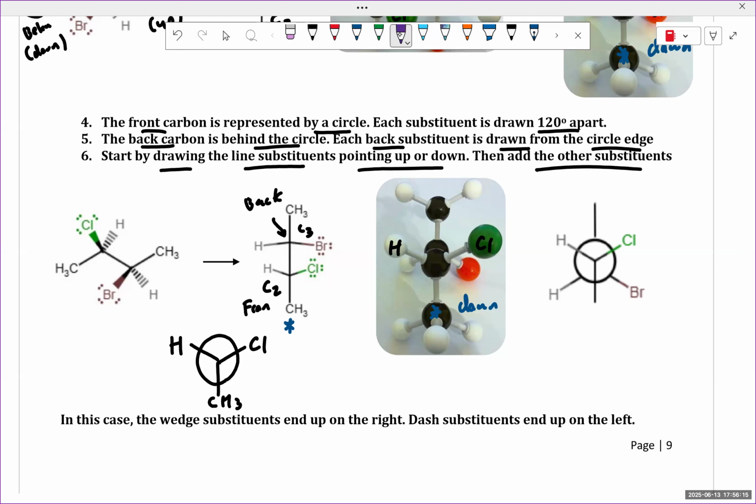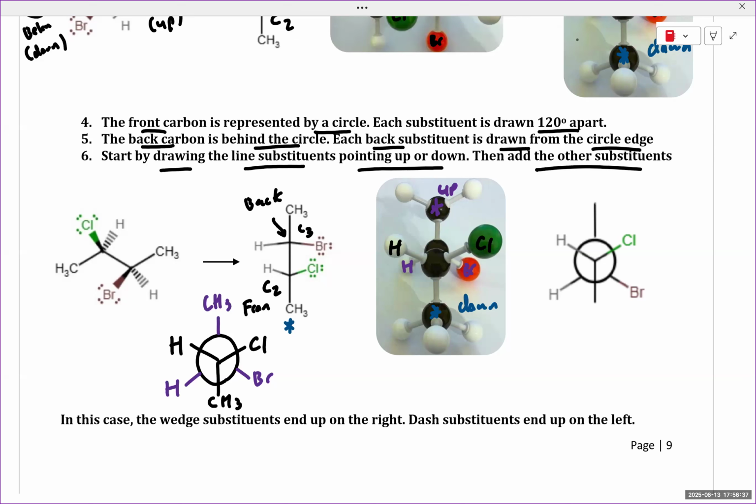Let's now look at our back substituents. This CH3 group is pointing up. So we draw the CH3 group on the back carbon pointing up. Next, we have the bromine on the back carbon, which is pointing down and to the right. And then the hydrogen on the back carbon, which is pointing down and to the left. Okay, as you can see, for the front carbon substituents, they are drawn in front of the Newman projection circle. The back carbon substituents are drawn from the circle edge to represent the fact that they're attached to the back carbon.